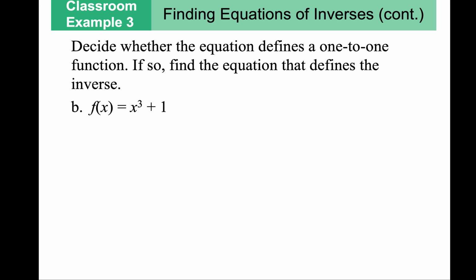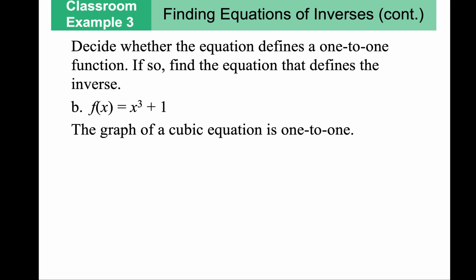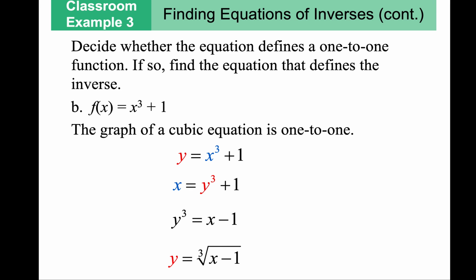If I have x cubed plus 1, I'm going to graph it on Desmos.com, and I see that it does pass the horizontal line test. At which point, I'm going to switch the x and the y and solve it for y. I'm going to subtract 1 from both sides. Remember, to solve for something when you have a cubed exponent, you take the cube root of both sides. And then I'm going to replace that y with the inverse notation.